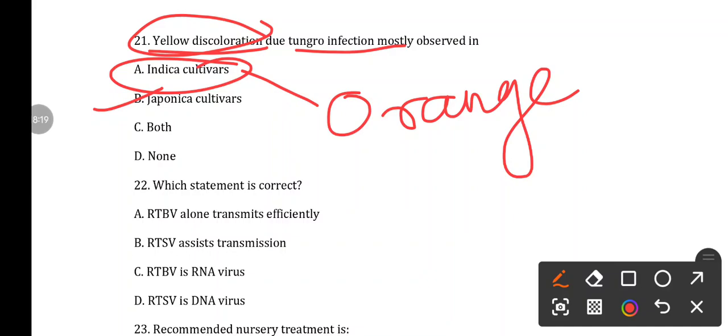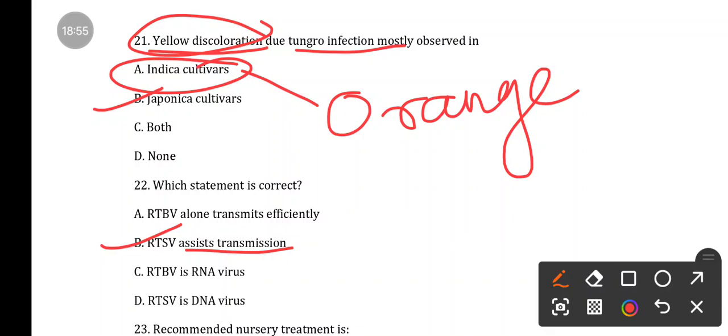Okay. Next, question number 22. Which statement is correct? Option A, RTBV alone transmit efficiently. Option B, RTSV assist transmission. Option C, RTBV is RNA virus. Option D, RTSV is RNA virus. So here option B is only correct. That is, RTSV assists the transmission.